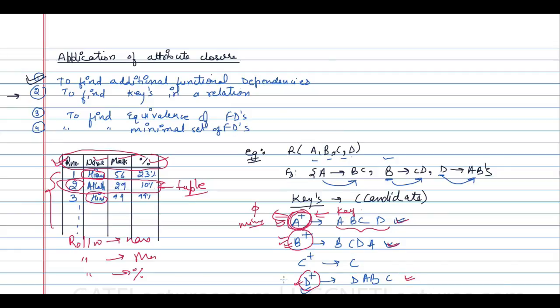Therefore A, B and C, we are having 3 keys here, all of them can act as a candidate key. Out of these candidate keys, we select what are the other keys which are possible. Okay, what are the other keys which are possible.